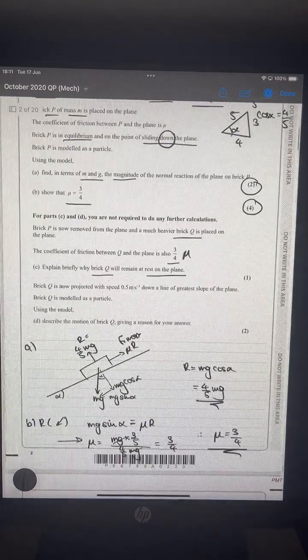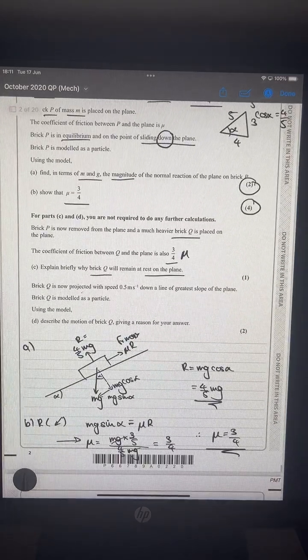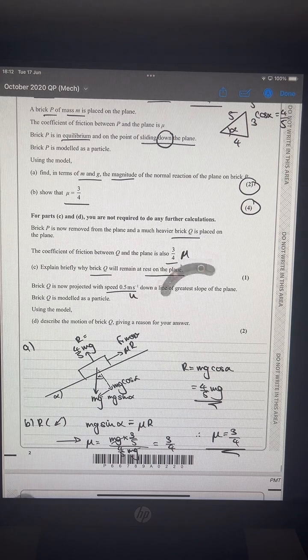All right, part D. Brick Q is now projected with a speed of 0.5 meters per second down the line of greatest slope of the plane. This phrasing here just means the big long part of the slope. Brick Q is modeled as a particle. Using the model, describe the motion of brick Q, giving a reason for your answer.